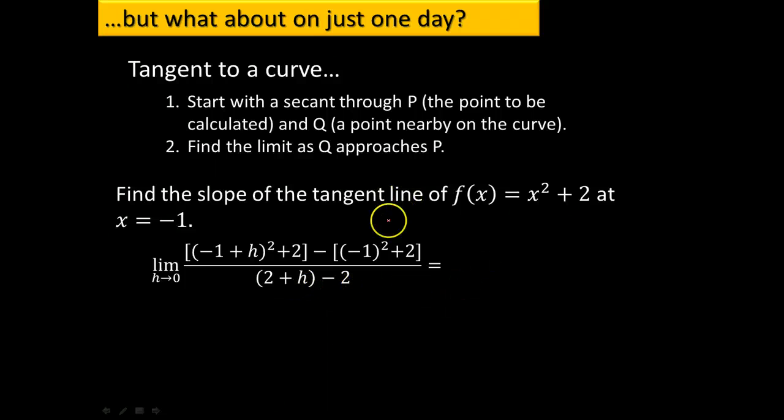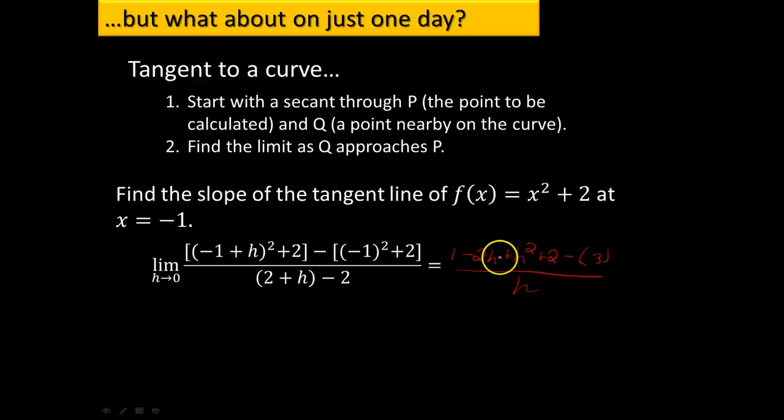Okay, so let's get started here. We're going to do some algebra. Negative 1 plus h, that quantity squared, we're going to get 1 minus 2h plus h squared there, plus 2, minus our f of negative 1 value. Well, negative 1 squared is 1 plus 2, so we're going to be subtracting 3 there, all over our denominator of h.